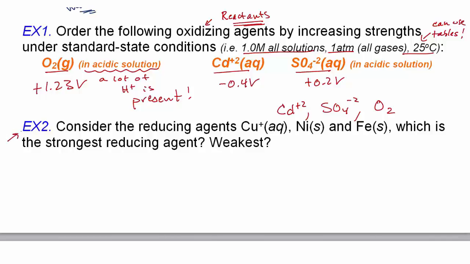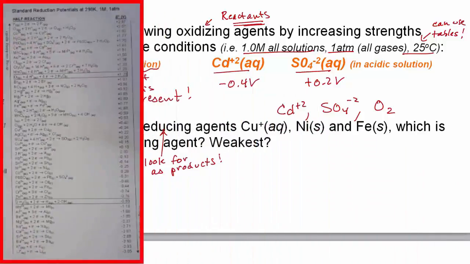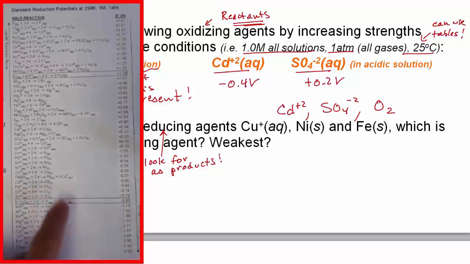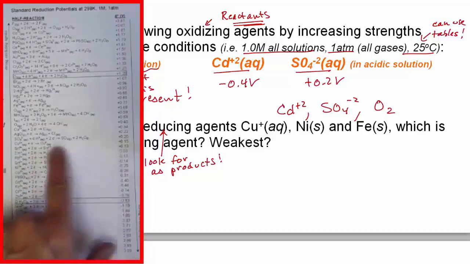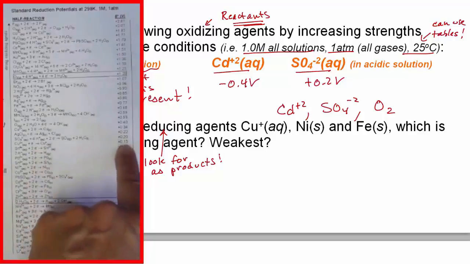Consider the reducing agents. Which is the strongest one? Which is the weakest one? So if they are reducing agents, that means they have to be getting oxidized. So look for these compounds as products, because they have to be getting oxidized. So let's find and write down their potentials. Copper, Cu+. So find it on the product side. Here it is. Cu+ going to Cu plus 2. We need to flip the sign. Remember, oxidation half reactions, got to flip the sign. So negative 0.15.